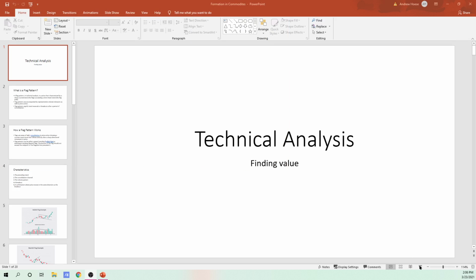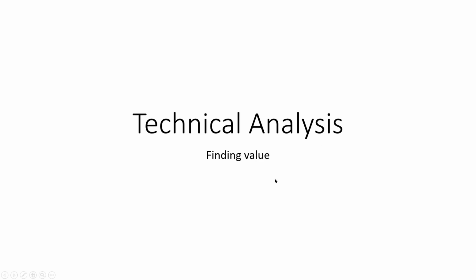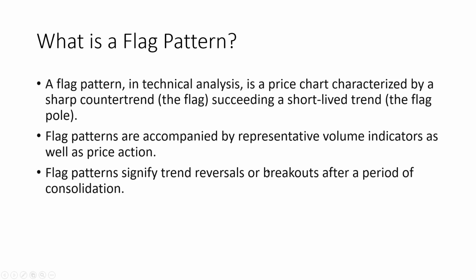I call this technical analysis. This is just a basic one. So what is a flag pattern? A flag pattern is a price chart characterized by a sharp counter trend, the flag, succeeding a short-lived trend. And I can show you what that looks like. Just be patient. Flag patterns are accompanied by representative volume indicators as well as price action. Flag patterns signify trend reversals or breakouts after a period of consolidation.